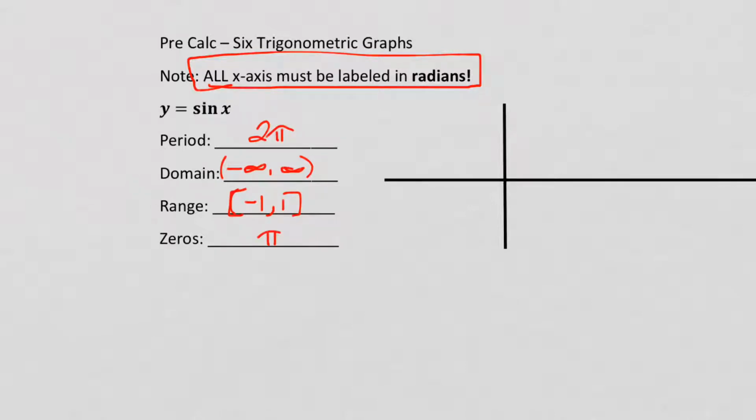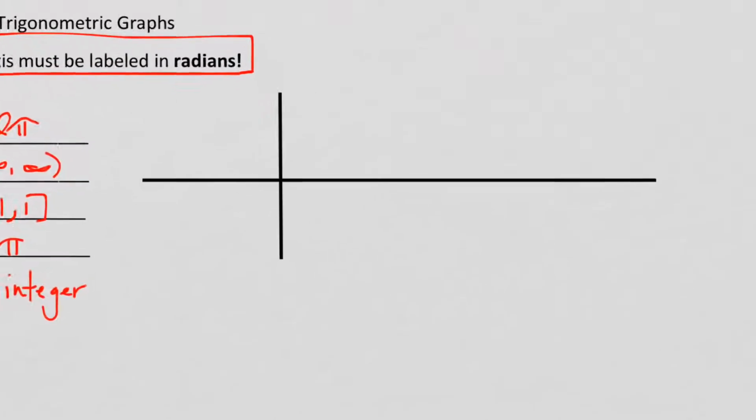Now, zeros for sine happen at every pi. So they happen at pi, 2 pi, 3 pi, 4 pi, so we have to have a way to denote that. And mathematically, we're going to write that as plus or minus k times pi. And k is any integer. An integer is a positive or negative whole number. So any positive or negative whole number times pi is going to be where my zeros occur. Alright, so this is some of the basic information for sine. Now we're going to take a look at the graph.